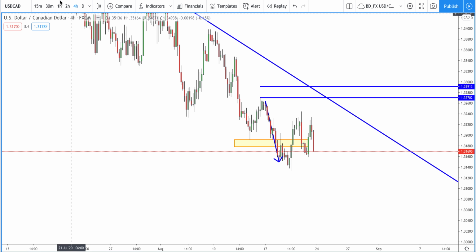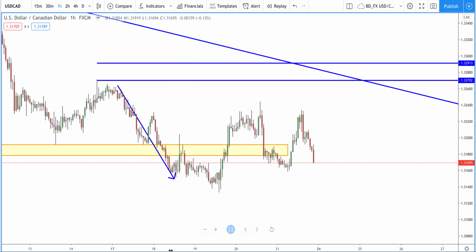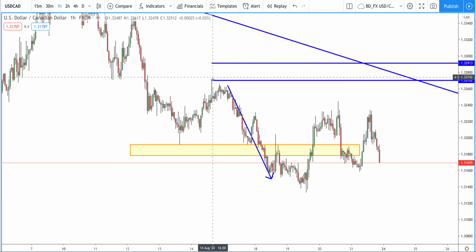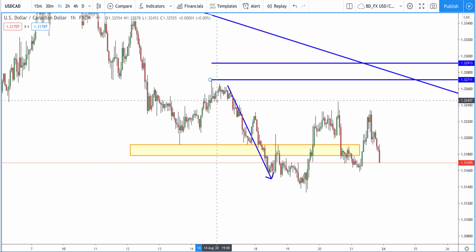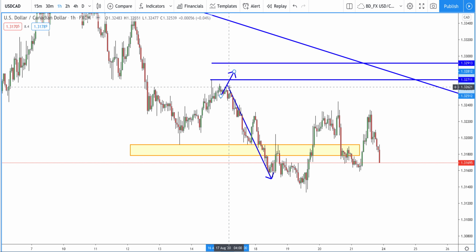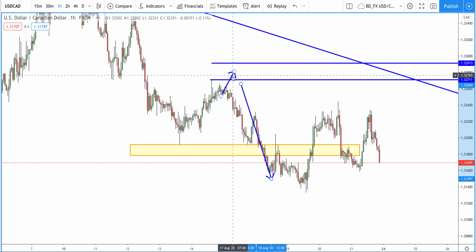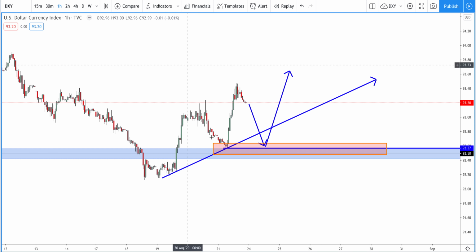So last week, we dropped down to the 1 hour time frame. What we were looking at last week was the potential to pop up into 1.3270 to 1.3290, this sort of 20 pip region, to pop up here, and then we're going to see this sell off. Now, as I said, remember we were also looking at the US dollar index.